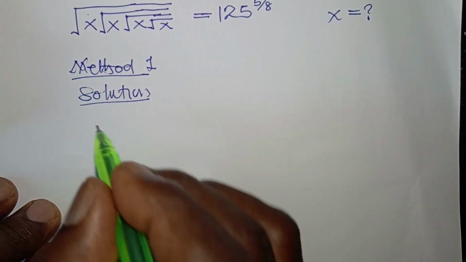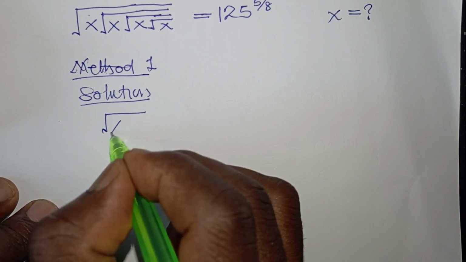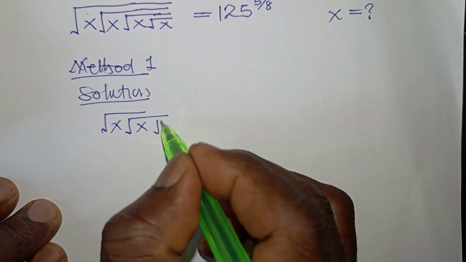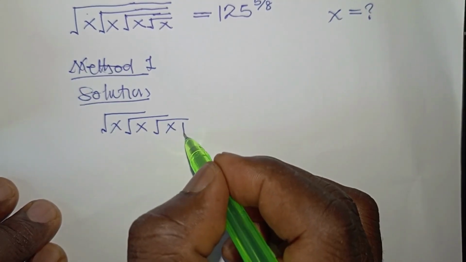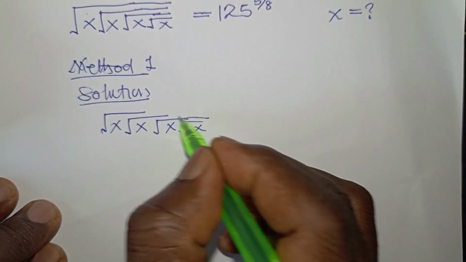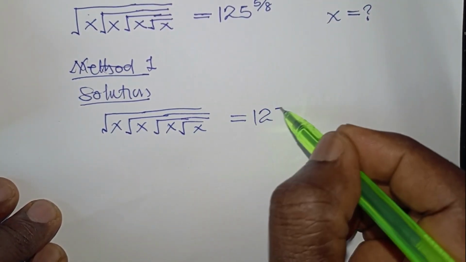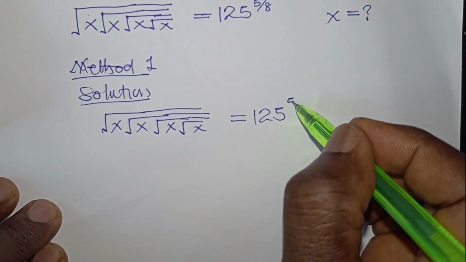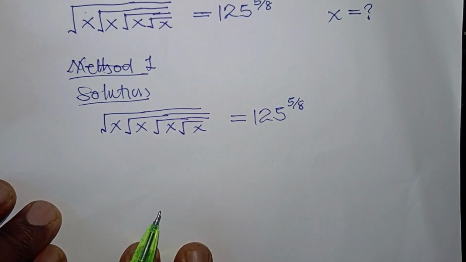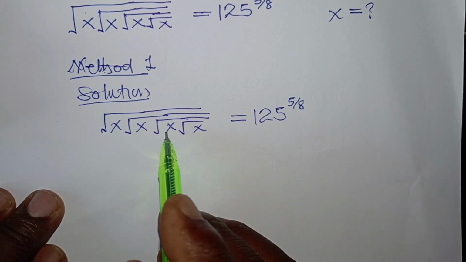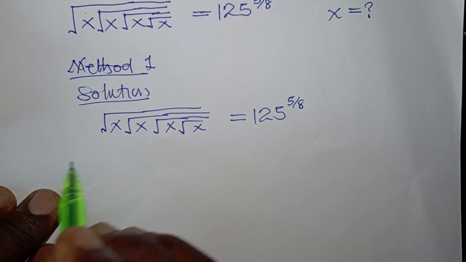We are going to rewrite the equation. We have x, square root of x, square root of x, square root of x, and square root of x equals 125 raised to the power 5 over 8. So for method one, we are going to clear the square roots and finally get to the solution.